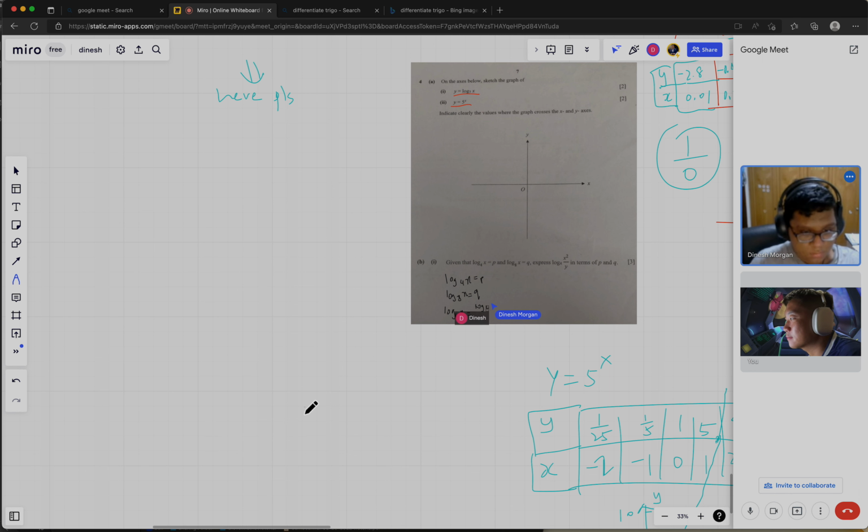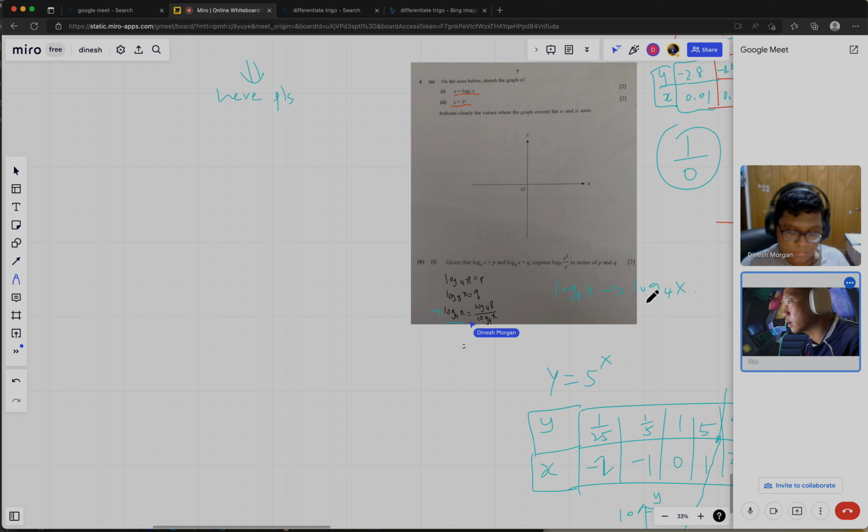Yours is log 4x. Wait, what is this? I'm changing this one, log 8x into log 4x. You know, log 8x into log 4x. Oh, okay. Log 1.5.